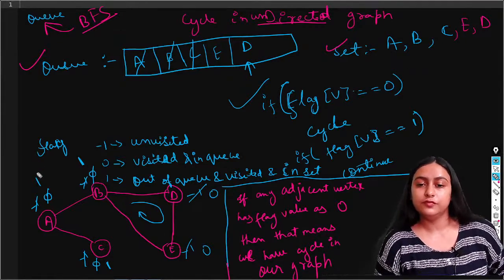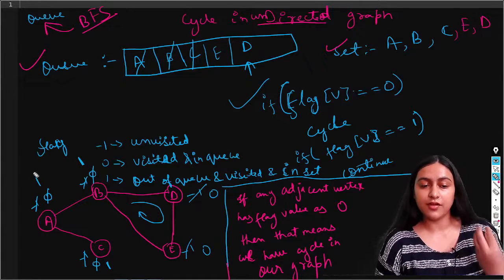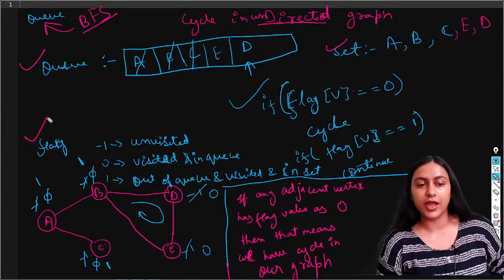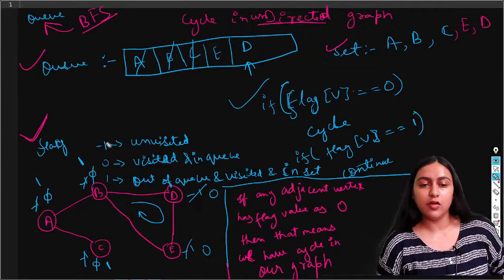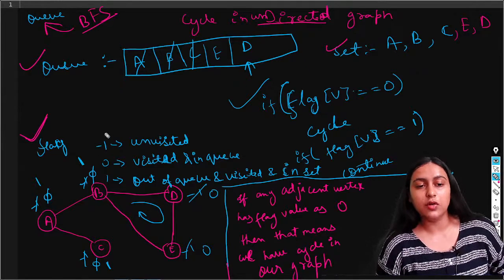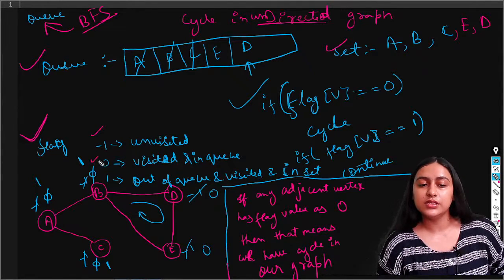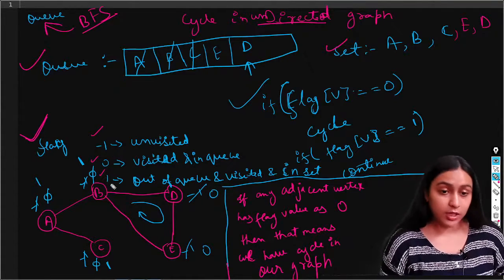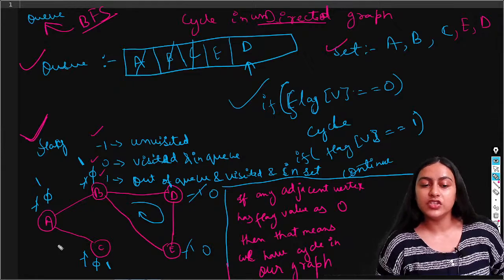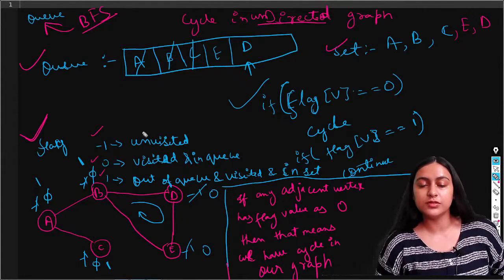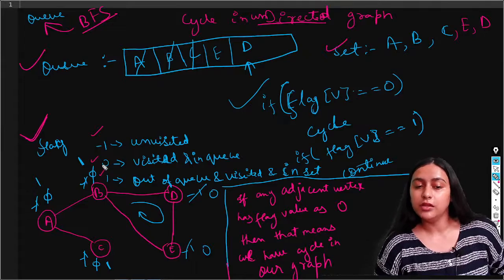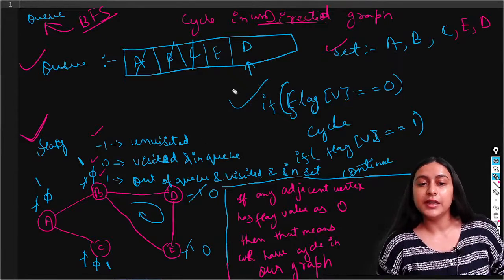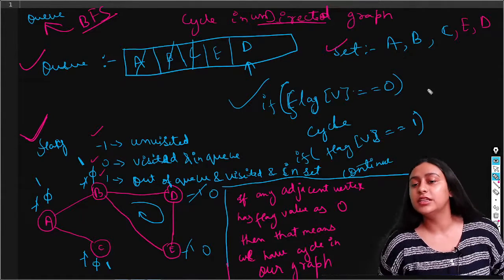Now we have to know if that graph has a cycle or not. We are going to have a flag array of all the vertices, and for every vertex the value of the flag can be -1, 0 or 1. Initially the value of all vertices will be -1 because all the vertices are unvisited. The value will be 0 if it is visited and inside the queue, and it will be 1 when it is out of the queue, visited and inside the set.